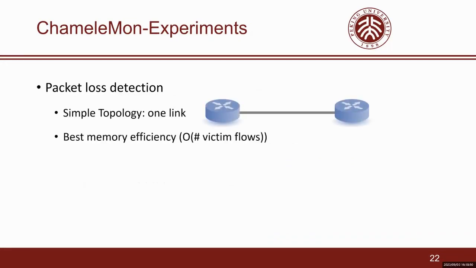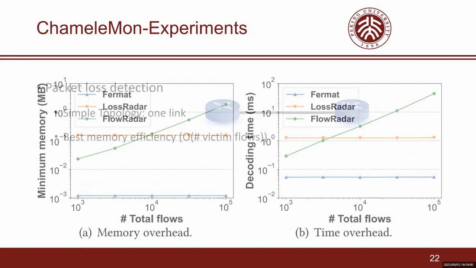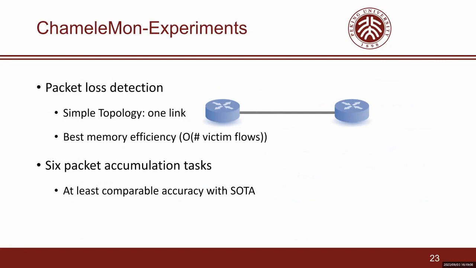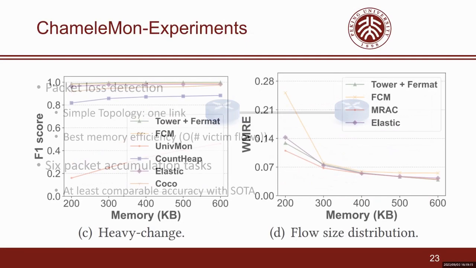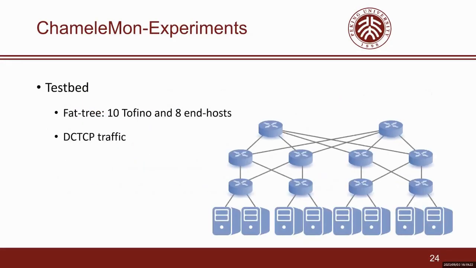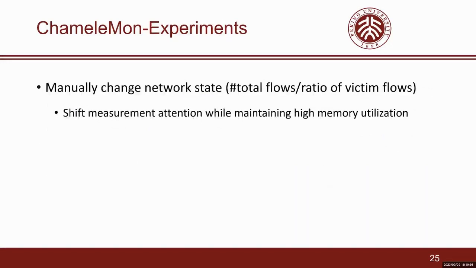For packet loss detection, we find FermatSketch has the best memory efficiency, with memory overhead proportional to the number of victim flows. For 6 packet accumulation tasks, FermatSketch achieves at least comparable accuracy with the state-of-the-art solutions. To evaluate how ChameleMon can shift measurement attention, we have fully implemented a ChameleMon prototype on a testbed with 10 Tofino switches and 8 servers. We manually change the network state, including the number of total flows and the ratio of victim flows. Results show that ChameleMon can successfully shift measurement attention while maintaining high memory utilization.